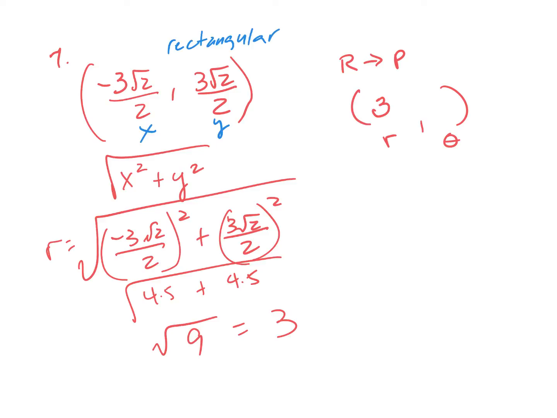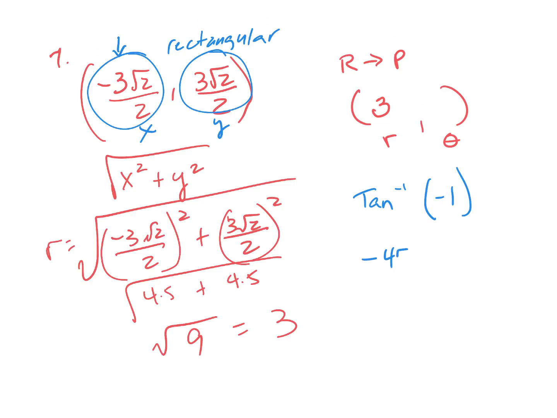So for theta, it's going to be tan inverse of -1, because it's going to be the y over the x, which is -1. Any number over itself is 1, and when one is negative and the other is positive, it's -1. So who has a tan of -1? -45. But it says if x is negative, which it is, we have to add 180 to it. 135.